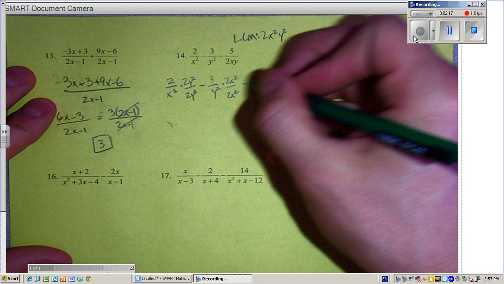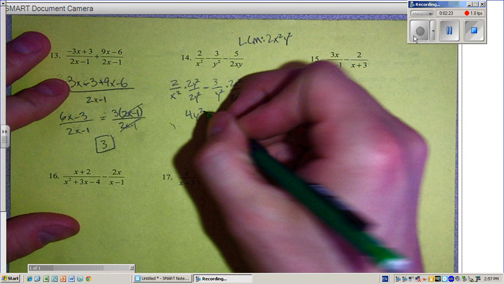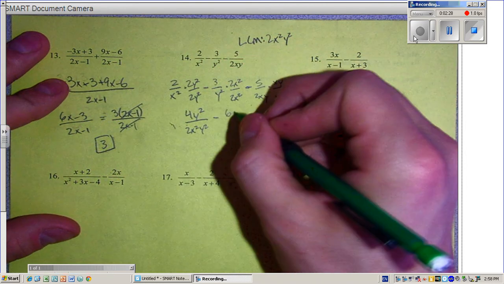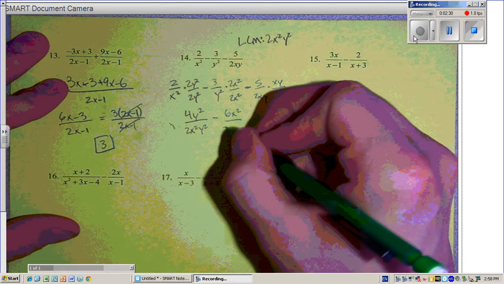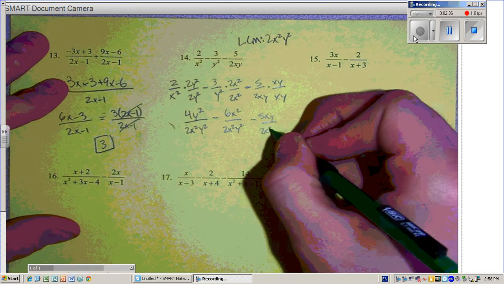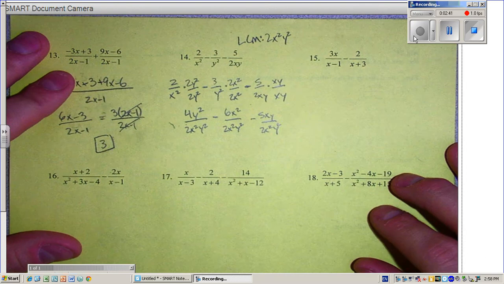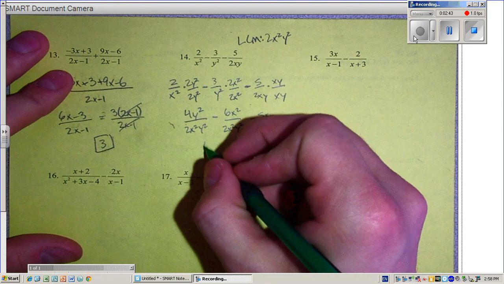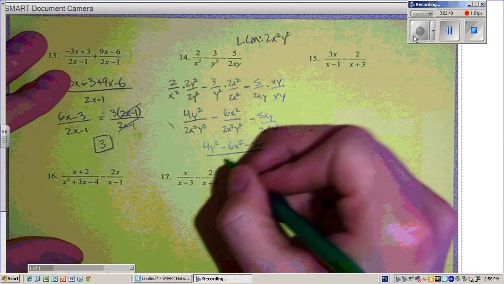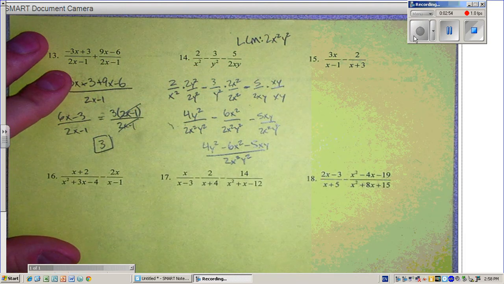Okay. So now I'm going to multiply these expressions. I get 4y squared over this 2x squared y squared minus 6x squared over this 2x squared y squared. And last but not least, 5xy over 2x squared y squared. And now I have that common denominator. Now if I put all these together, I'm left with 4y squared minus 6x squared minus 5xy over the common denominator, 2x squared y squared. Okay, and this is our final answer.